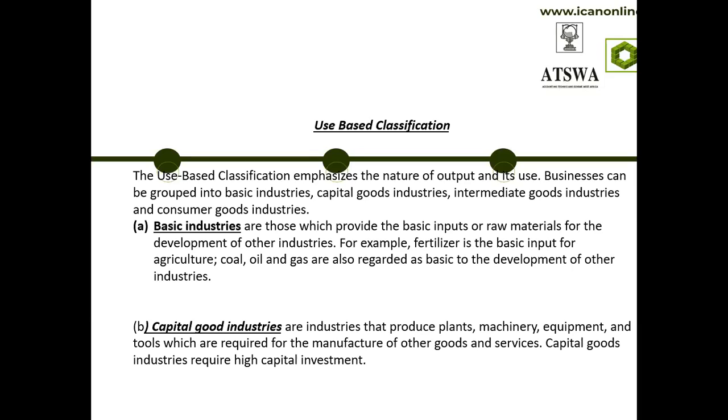Business can be grouped into basic industry, capital goods industry, intermediary, and consumer goods industry. Basic industries are those which provide the basic input or raw material for the development of other industry. For example, fertilizer is the basic input for agriculture. Coal, oil, and gas are also regarded as basic to the development of other industry.